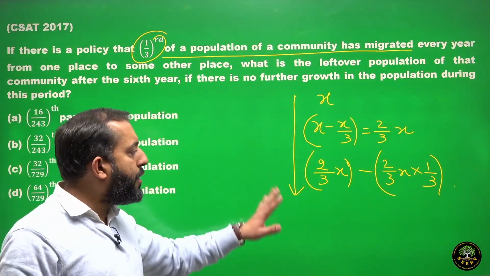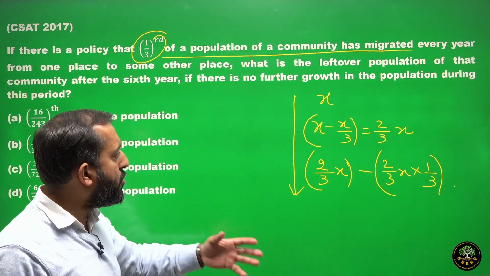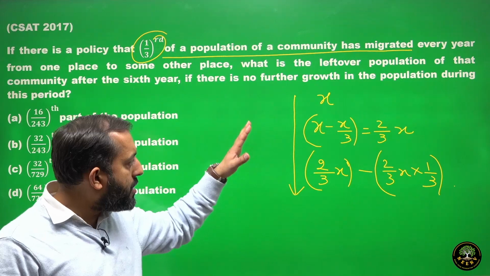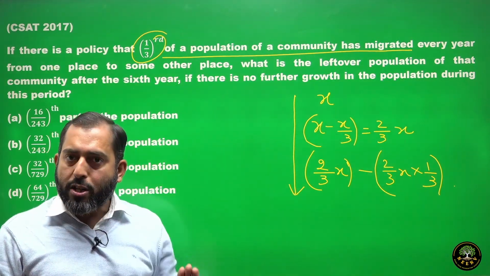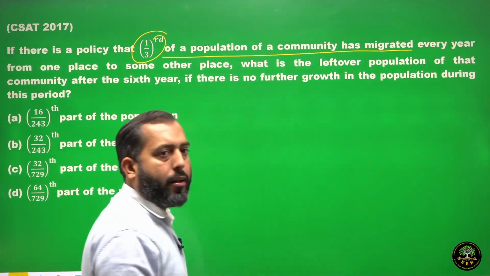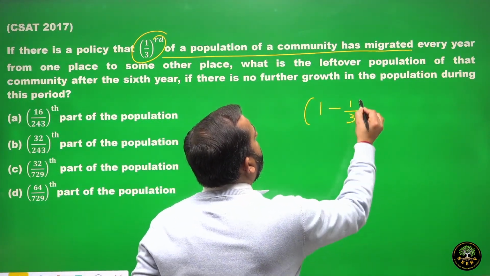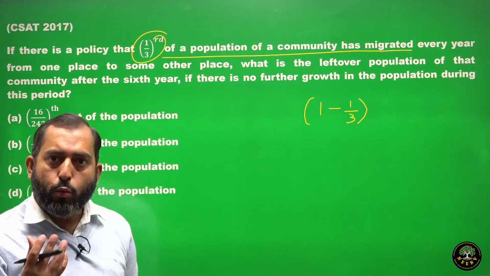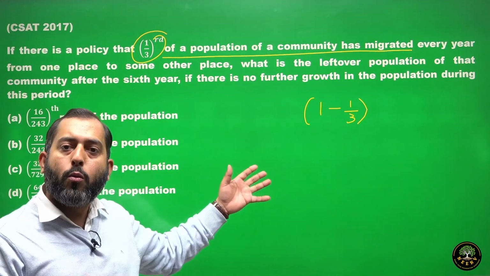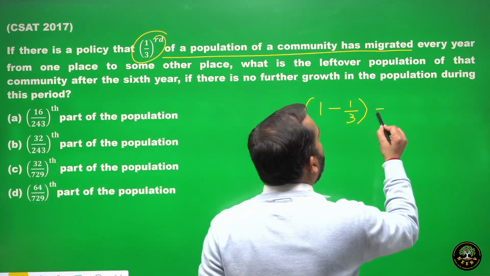Now this is not the right way of solving it because it's going to take a huge time in the examination. So rather than that, just understand what is going on in the problem. So in this case, successive decrement is going on. So for every year 1 minus 1 by 3, this would be the decrement. For every year the decrement is going to be 1 minus 1 by 3. So after every year the remaining amount will be what? 2 by 3.